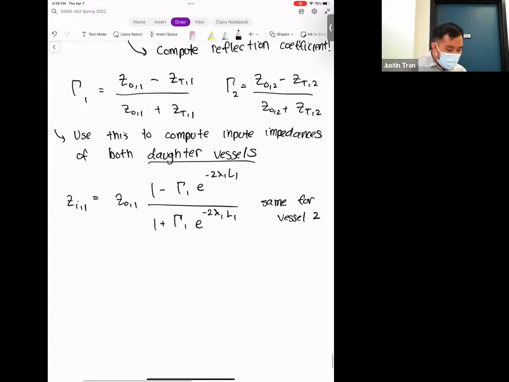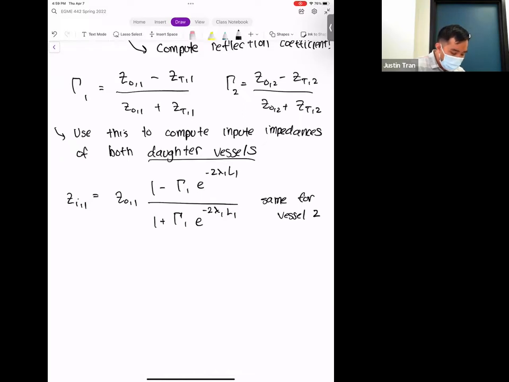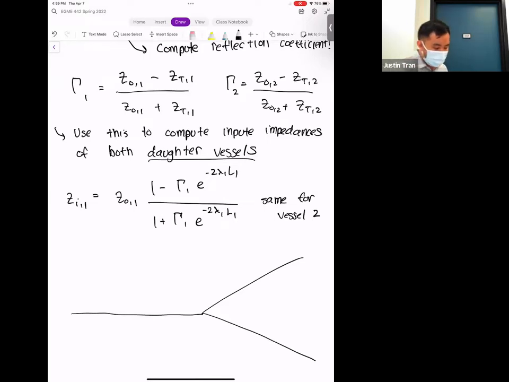And so now what we have is the input impedances for those two. Let me go ahead and draw our bifurcation again. What we have now is ZI1 and ZI2. Remember, those represent the impedances of the vessels as if you were standing at the inlets. If you were standing at the inlet of this vessel, you would see ZI1. If you're standing at the inlet of this vessel, you'd see ZI2. And so we can go ahead and erase these vessels.